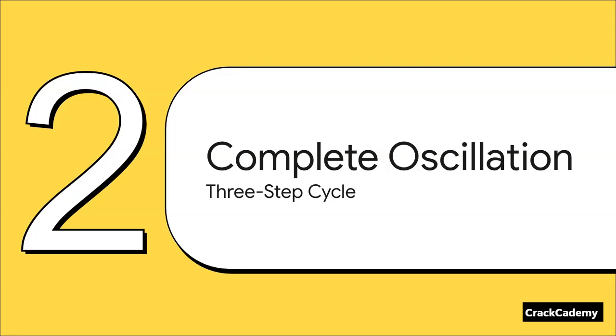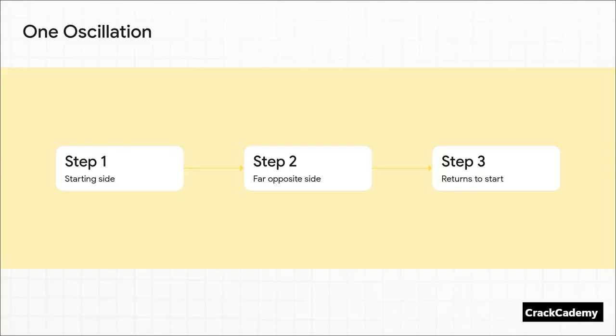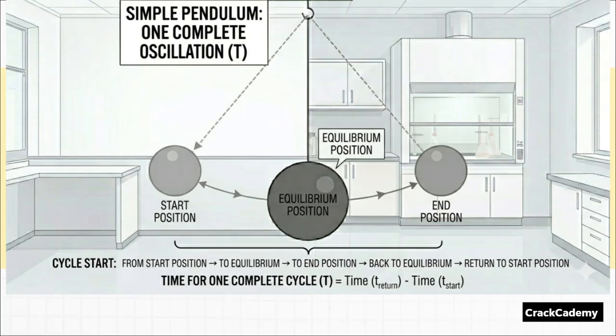Moving to Section 2. Defining one complete oscillation, the three-step cycle. Now this right here clears up an incredibly common lab mistake. An oscillation? It isn't just a single forward swing, it's actually a strict three-step cycle. Step 1, you release it from your starting side. Step 2, it swings all the way across the mean position to the far opposite side. And Step 3, it travels all the way back to your hand at the start, out and back. That entire round trip is one single oscillation. If you're only counting the outward swing, your lab data is going to be completely off.